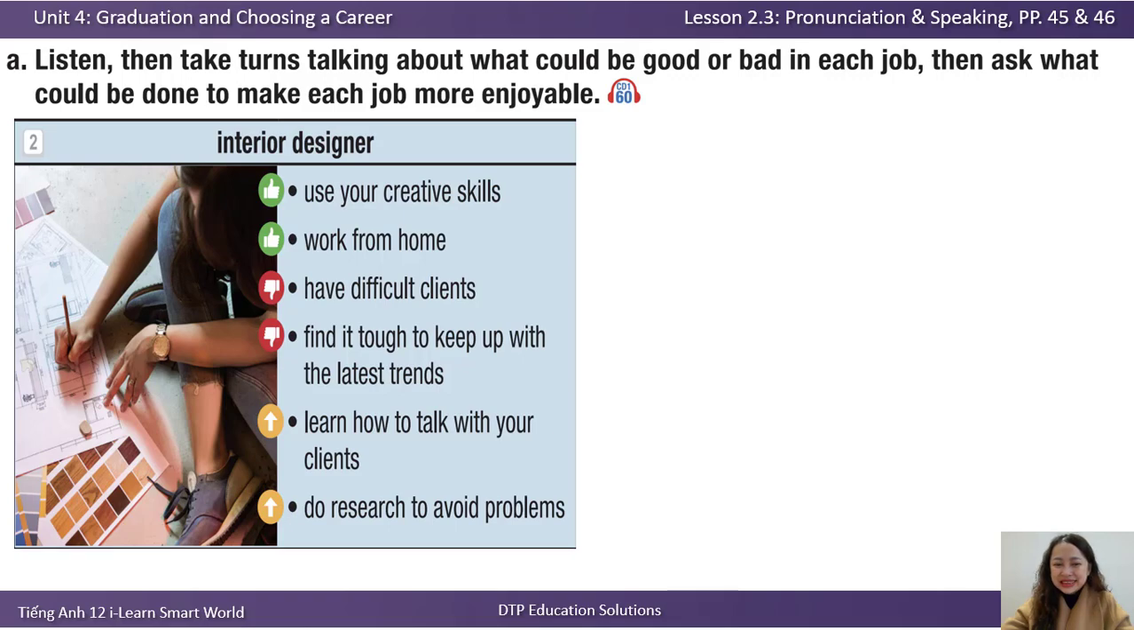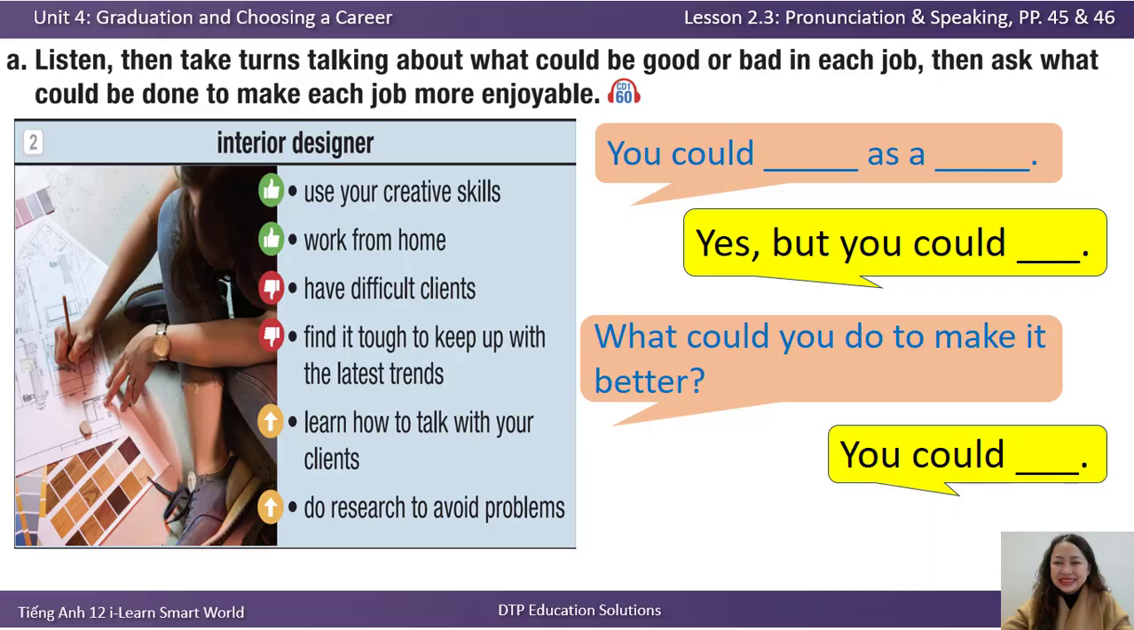So the next part. Move to another job, interior designer. Let's base it on the conversation you have just done with the banker job. Let's pay attention. Based on the interior designer descriptions, make a conversation just like the banker job.